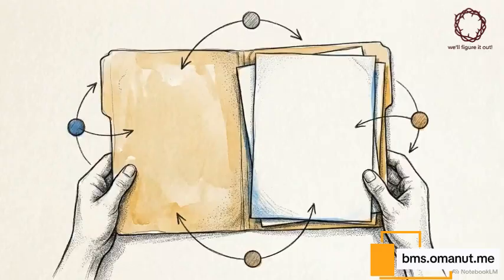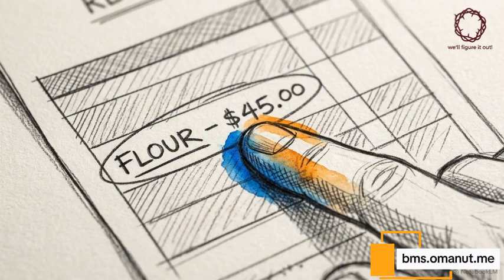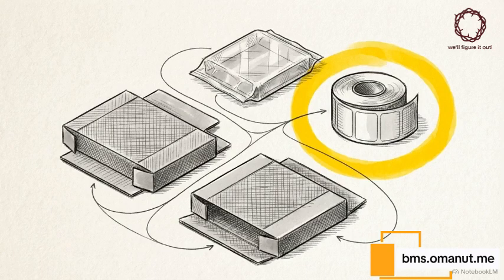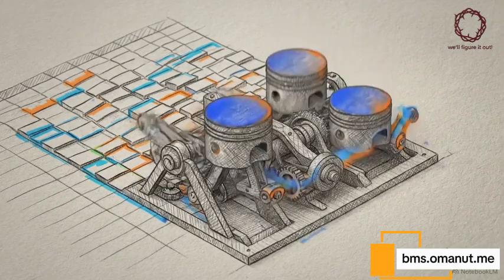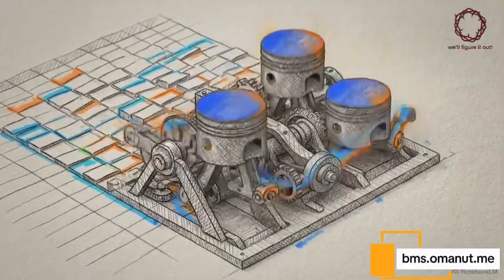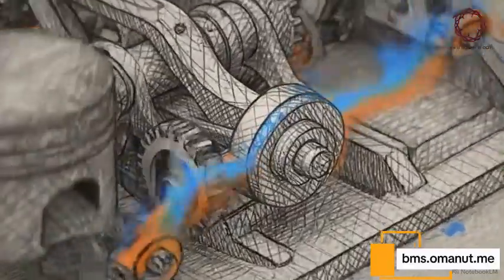your product. Before opening the software, you need 3 pieces of information in hand: administrator access to your account, your expected recipe yields, and the precise cost of every ingredient you buy. You also need the exact cost of your packaging. Missing the price of your boxes, labels, or wrappers will break your final calculations. Getting these specific numbers right up front turns a basic list of items into an active engine that calculates your profit on every sale.